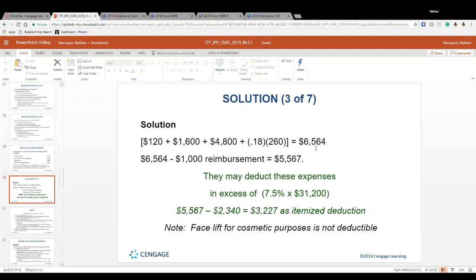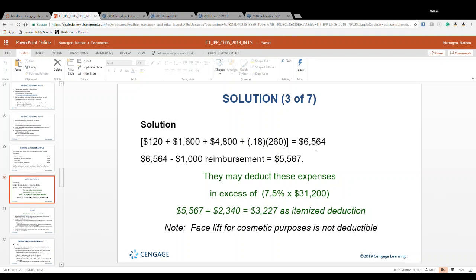means we have 6,564. Okay, well, we have a $1,000 reimbursement, so that kicks out, leaving 5,567. This is the same thing with the HSA. Okay, so if you're taking money from the HSA, basically it's going to deduct from your medical.